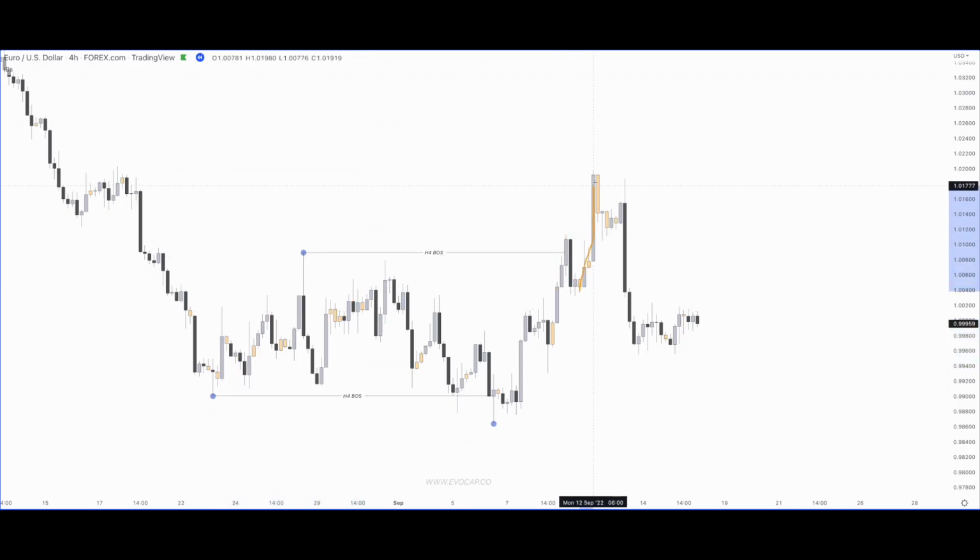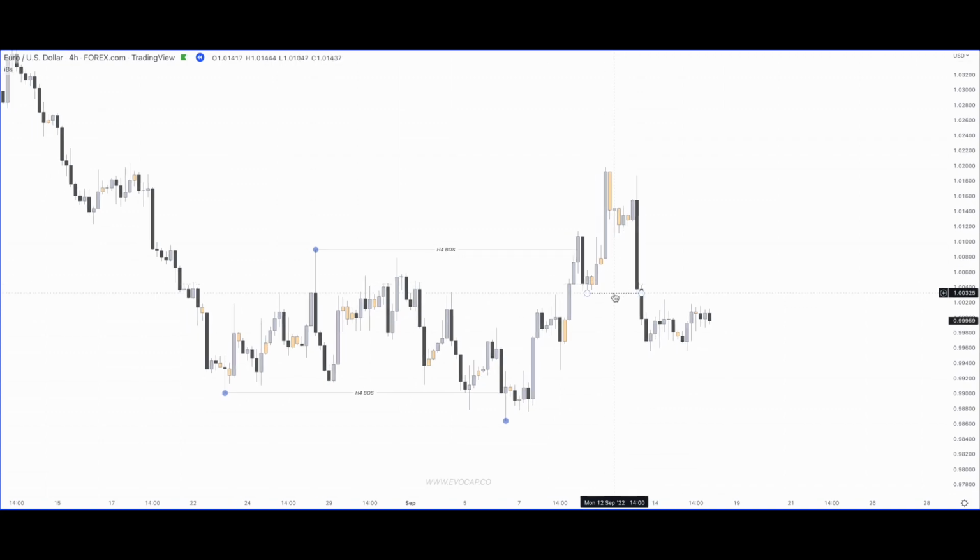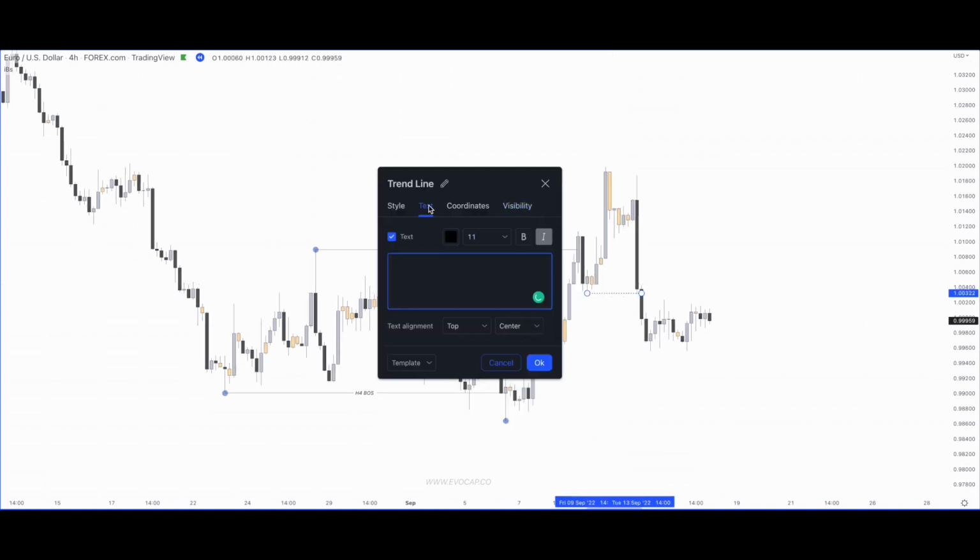We then have another pretty decent move to the upside. Let's look left. What are we reacting to? Well, we've come into this supply range, okay? We've started to react, and as you can see, we then have a pretty aggressive move to the downside, breaking this internal low. So let's mark this out. So we have a bearish IBOS there. So H4 IBOS.